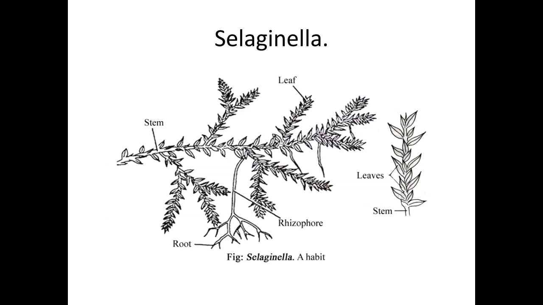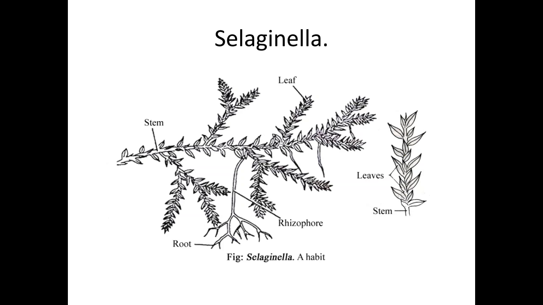Now see within this diagram. The stem generally shows two types of branches, the erect and the prostrate branch. The erect branch at the top consists of the spore-producing organ known as the strobilus, and at the point of bifurcation, generally a leafless structure is there, known as the rhizophore, and the rhizophore at its end gives rise to adventitious roots.